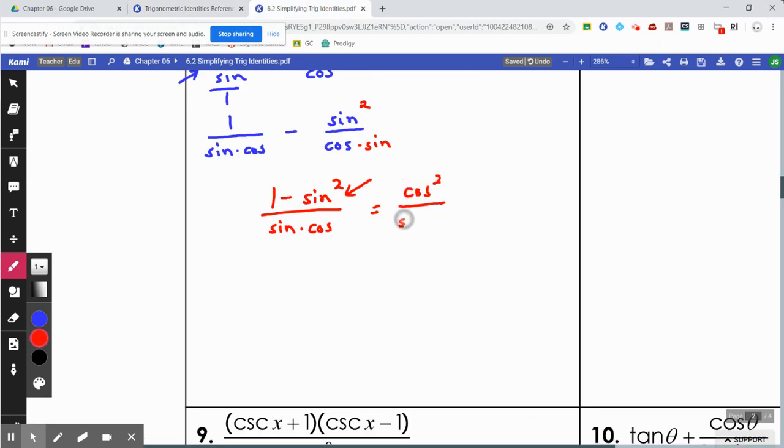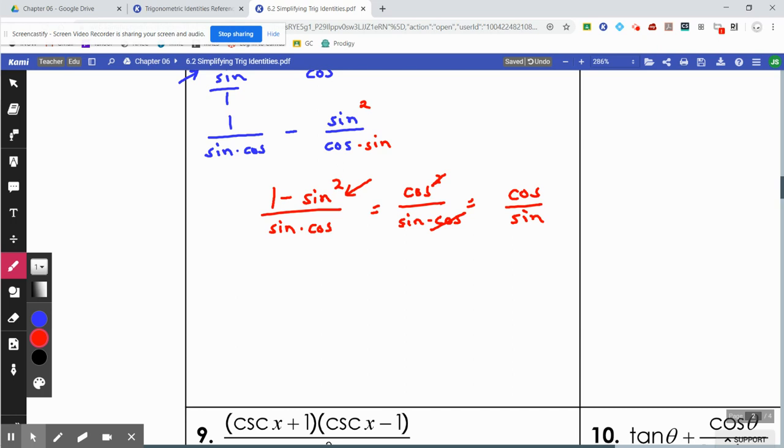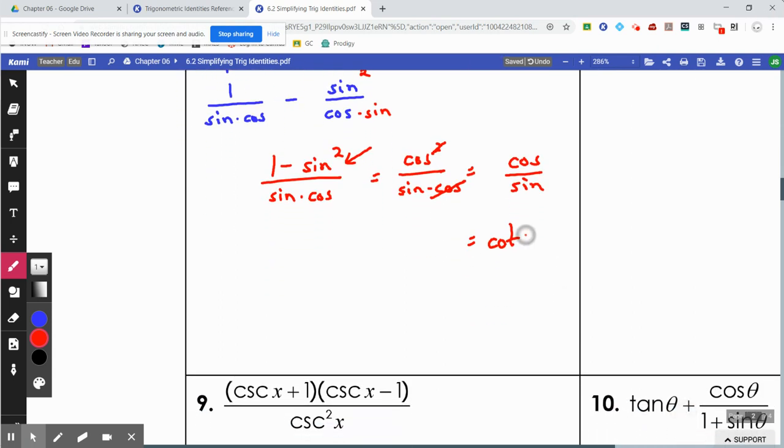And then I have a sine times cosine on bottom. Let's cancel out the cosine on bottom with one of the cosines on top. And I now have cosine over sine. According to your quotient identities, cosine over sine is equal to cotangent. So that whole thing simplified into the cotangent of u.